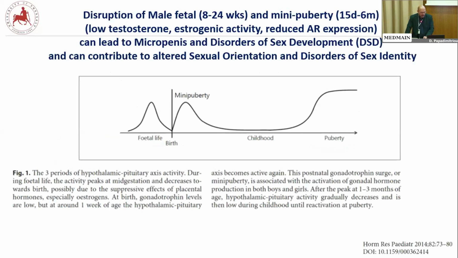And if we have disruption of male fetal or male mini-puberty, I'm showing you the three phases of puberty in humans. We have a fetal phase, which is between 8 to 24 weeks of gestation, and a male and female mini-puberty, which starts around 15 days of age until approximately 6 months of age, a little more extended in females. And if we have a disruption in those two phases, fetal phase and the mini-puberty phase, which means we have low testosterone in that phase, estrogenic activity, reduced expression of the androgen receptor, this could lead to micropenis, disorders of sex development, and can contribute to altered sexual orientation and disorders of sex identity as well, which we see more and more.